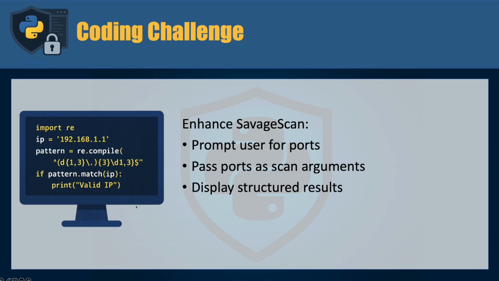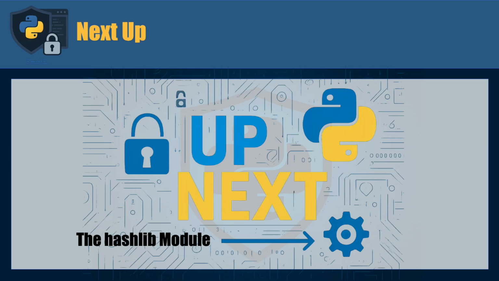All right, so the challenge for you is to enhance Savage Scan. We already saw how we can just do a simple SYN scan, but maybe you could add some functionality to prompt the user for ports, pass the ports as scan arguments, and then display the structured results. In the next lecture, we'll cover the solution for the coding challenge, and then we'll jump into the hashlib module and learn about cryptography.